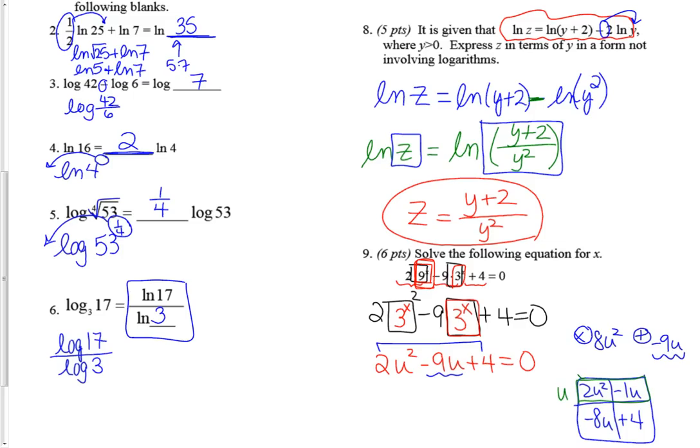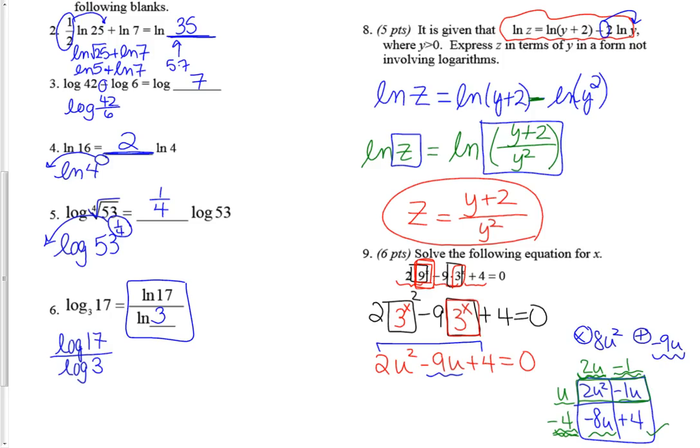Then on the top left, I'm saying what times u gives me 2u squared? Well, that's 2u. What times my u out in front gives me negative 1u? That's negative 1. Down here on the lower left, this number times 2u has got to give me negative 8u, so that must be a negative 4. And then my check: does my negative 4 times my negative 1 equal positive 4?